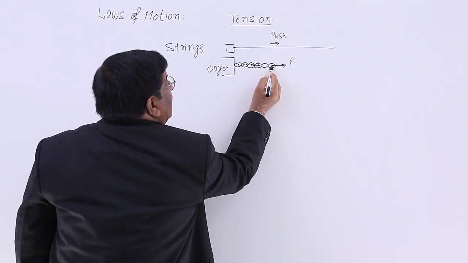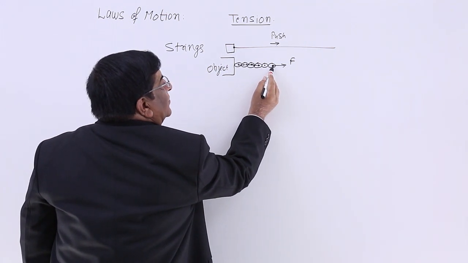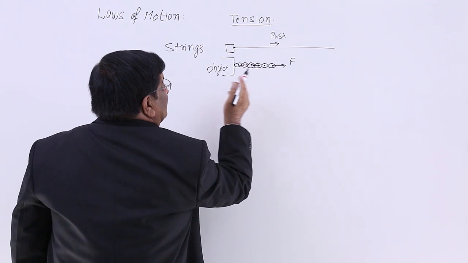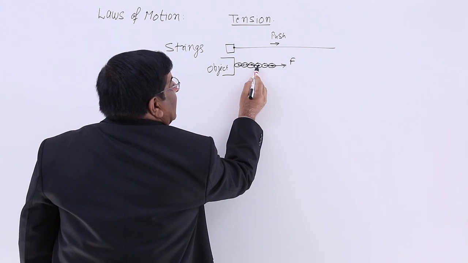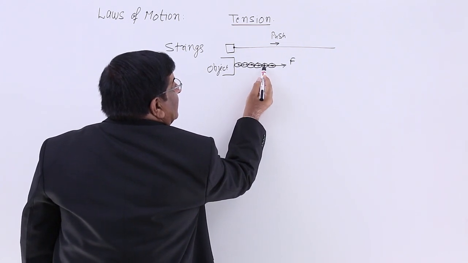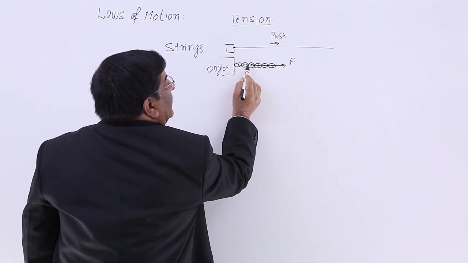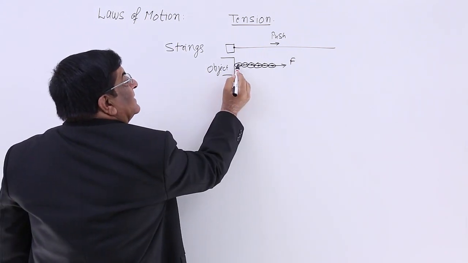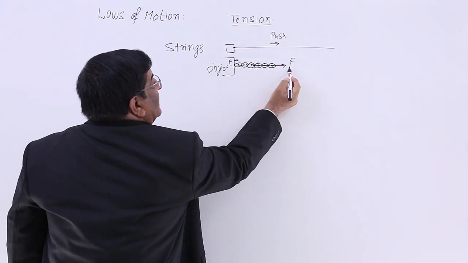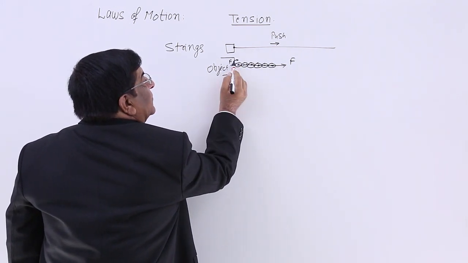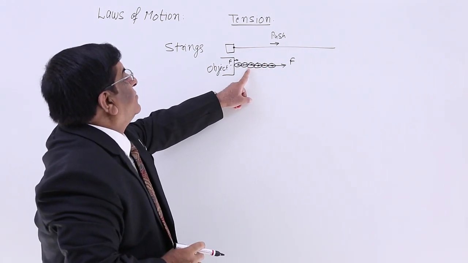Then this will like to move here, then it will apply force on this because it will not allow it to go. Then this will pull it in this direction. If this wants to go, there is a force of attraction with this. There is a bonding between the two, and because of that bonding, this will apply force on this molecule. It will apply on this, on this, and this will apply force F on this object. That means whatever force I apply here, the same force is being applied on this object because it is getting transferred from one to the other to the other.